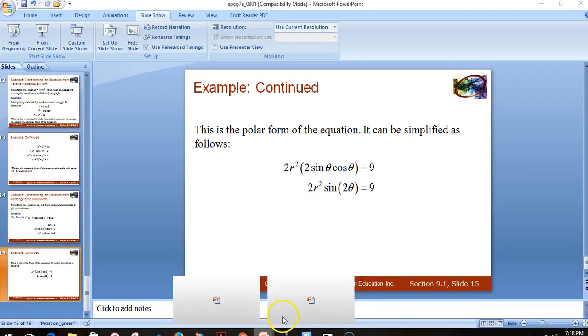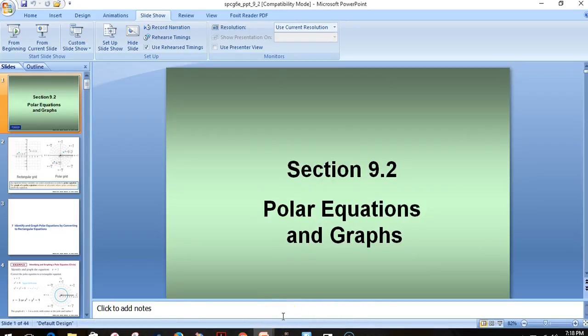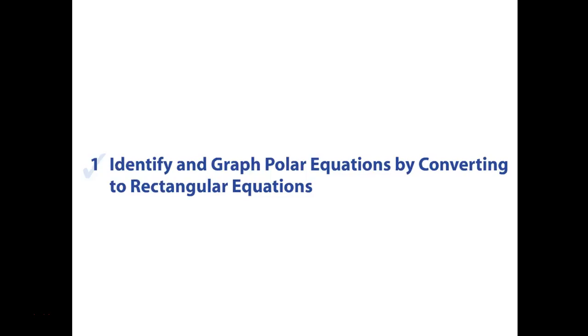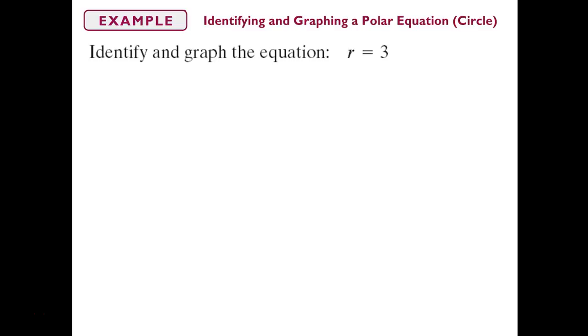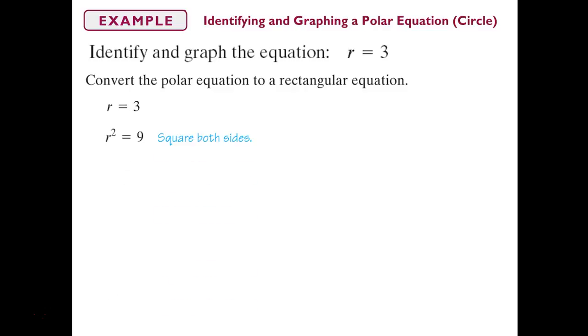We have some little rules of what the graphs will look like at the very end of the PowerPoint. I'm just going to show you a few of them. If I have r equaling a number, remember r squared is x squared plus y squared. So if you square both sides, you'll get r squared is equal to 9. Well, r squared is x squared plus y squared, and that's a circle.